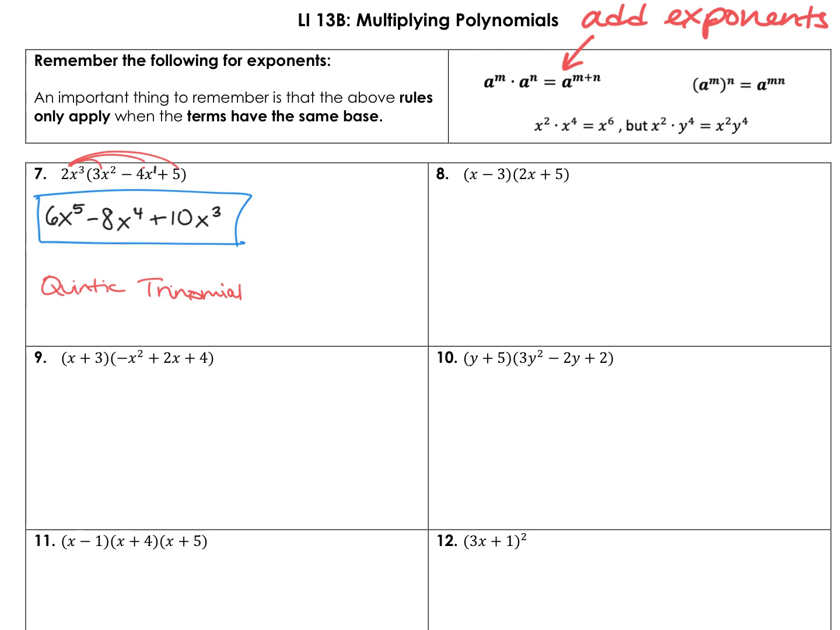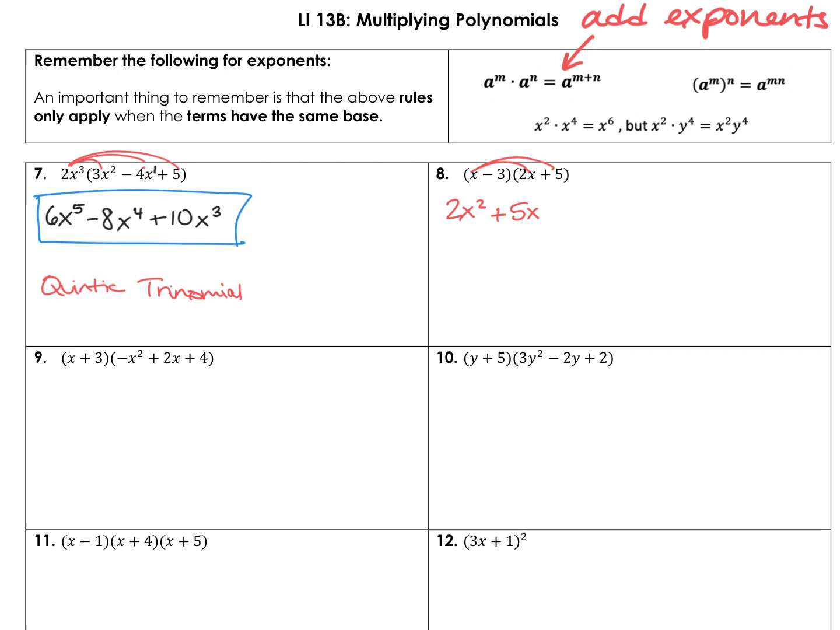I'm going to do this one with just basic distribution. You've done this before with i's. So when I'm multiplying x times 2x, remember I'm adding my exponents, so it's 2x squared. Sorry, actually I'm going to color code this. 2x squared. And I have to distribute x again. x times 5 is 5x.